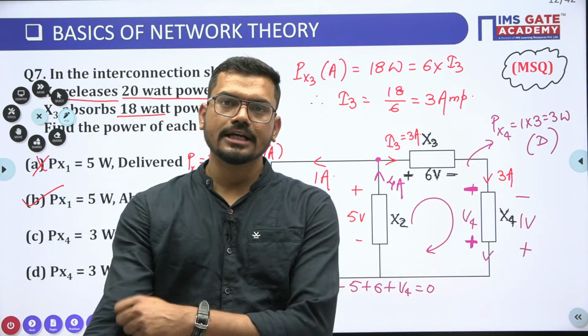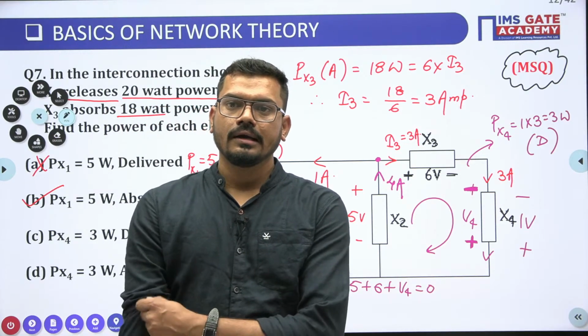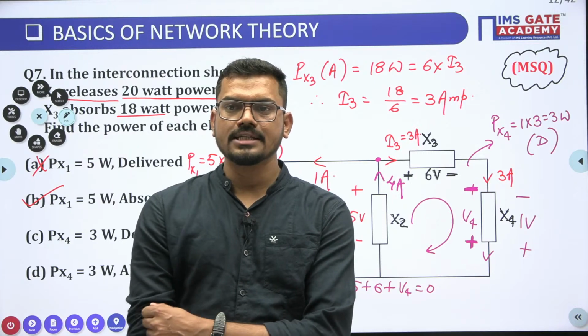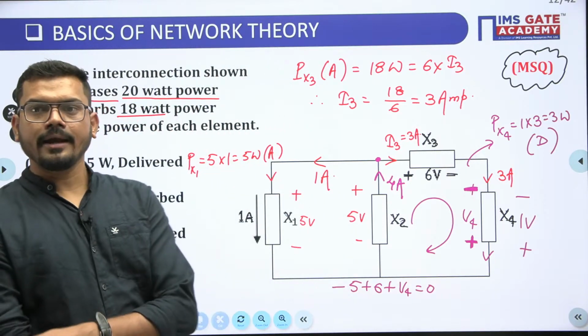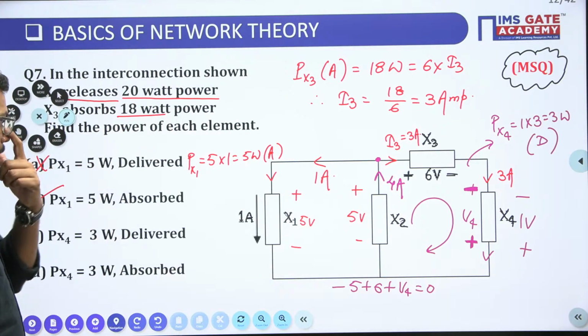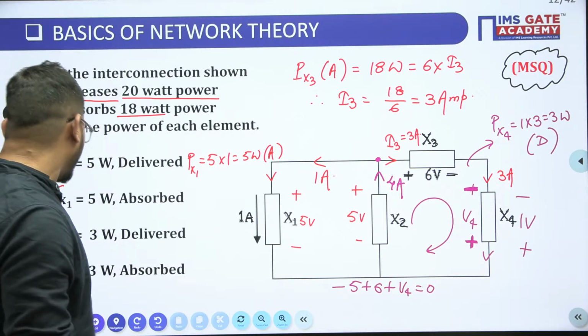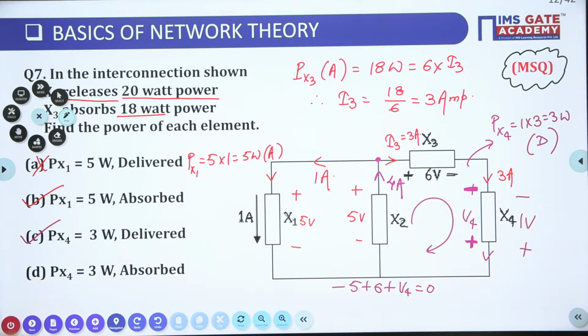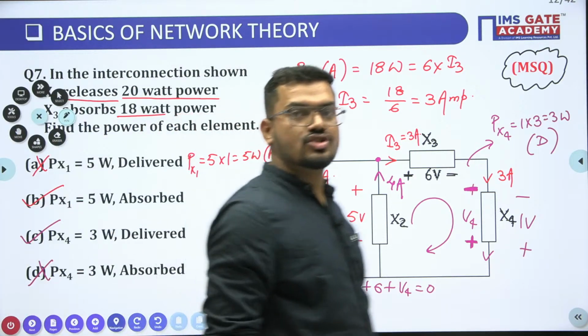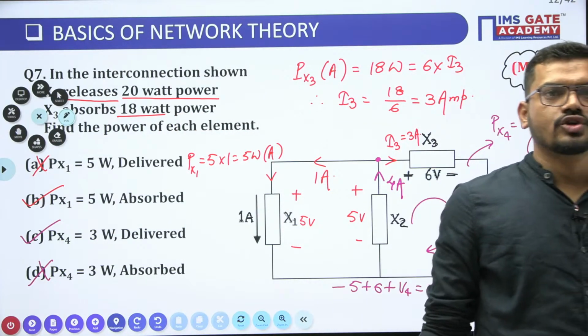Is it clear to all, yes or no? Respond please. Okay, so the power is 3 watt and delivering power. It means that option C is correct. What about option D, guys? It is saying it is absorbing power. That's why it is not correct.